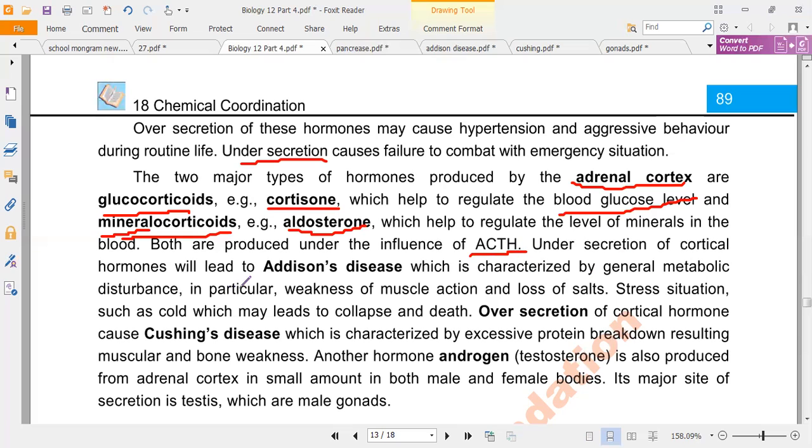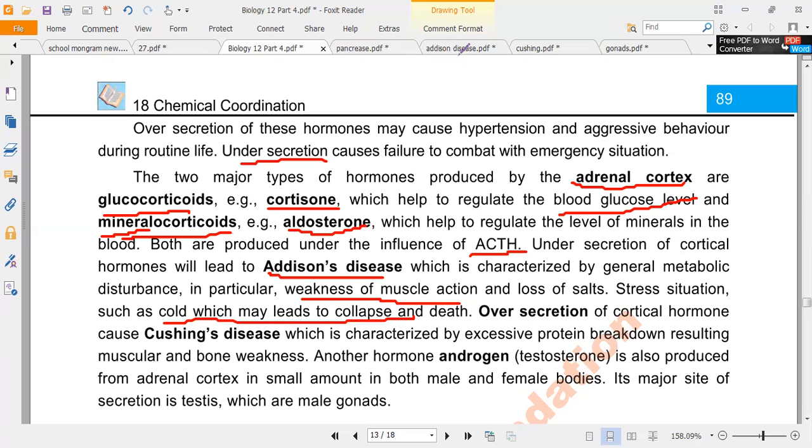Under secretion of them, the person can suffer from Addison's disease. In Addison's disease, there is loss of salts, salts are not regulated. If salts are not regulated, definitely nervous problems can occur, muscular actions can be disturbed, and other metabolic activities also. Stress situations such as cold cannot be tolerated, and the person can die.